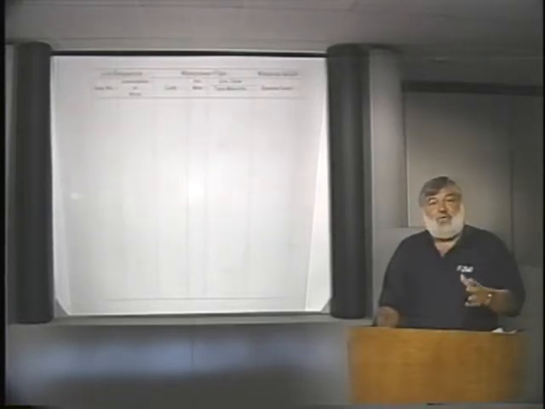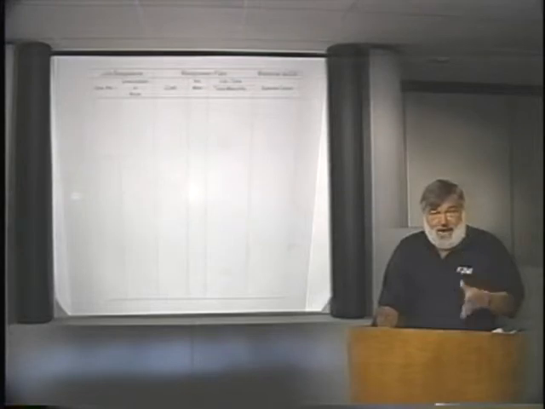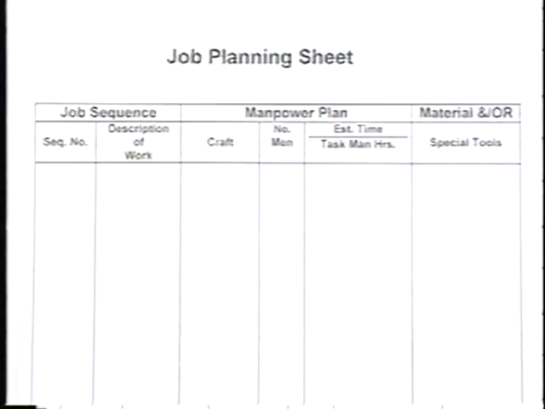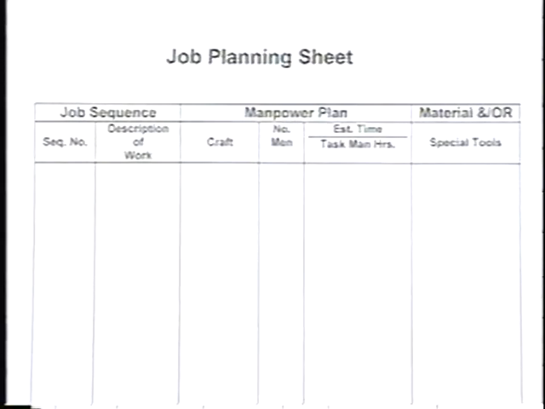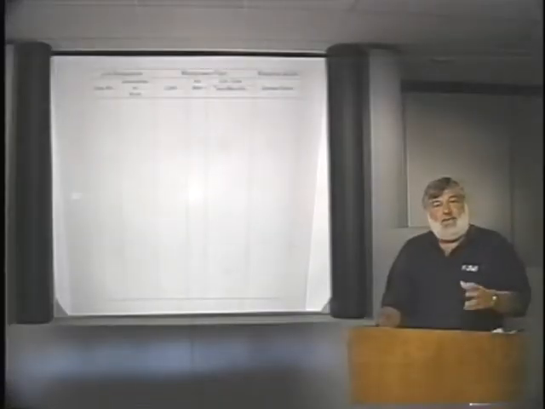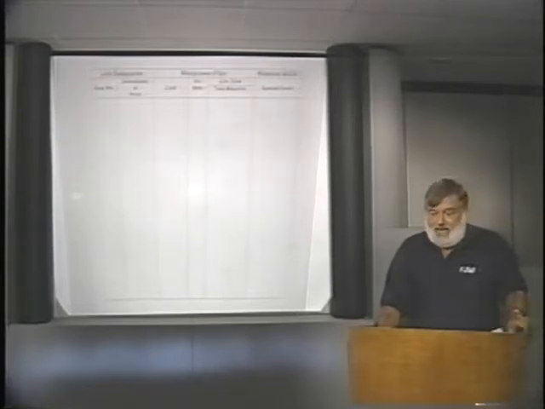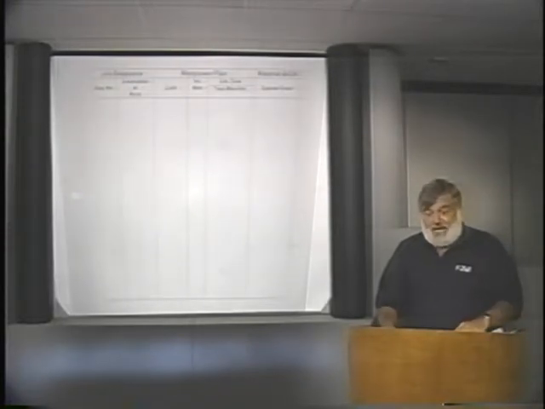We come back to the third column from the left, and that is the craft requirements, people that are going to do the work, the number of craft personnel. And then, as I mentioned just a moment ago, the estimated time, again, preparation time, must be developed by the storeroom. So the storeroom becomes an integral part of supporting the data that is going into the job planning sheet. And then the last column indicates material and or tools and special equipment and documentation.